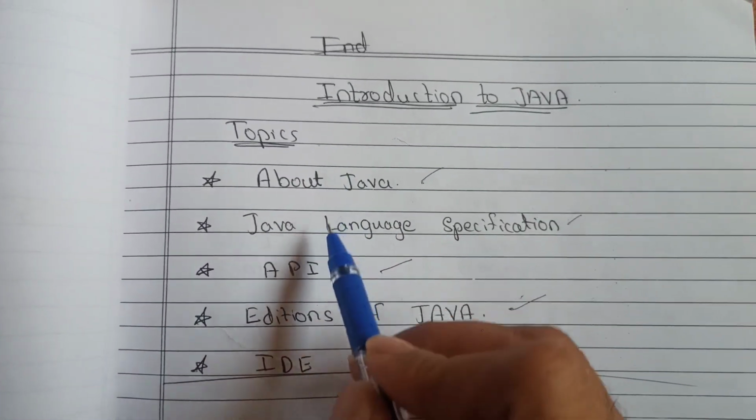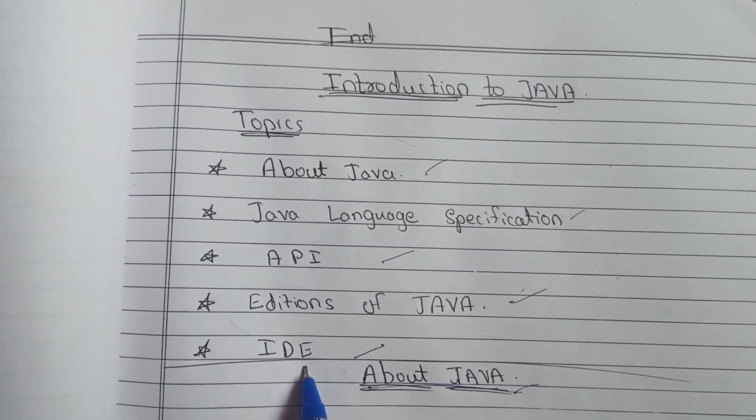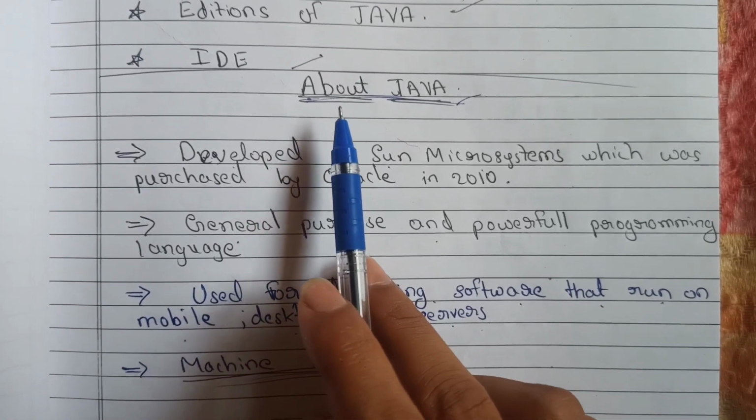The topics are about Java, Java language specification, API, editions of Java and what is an IDE. Let's come to the first topic, that is about Java.